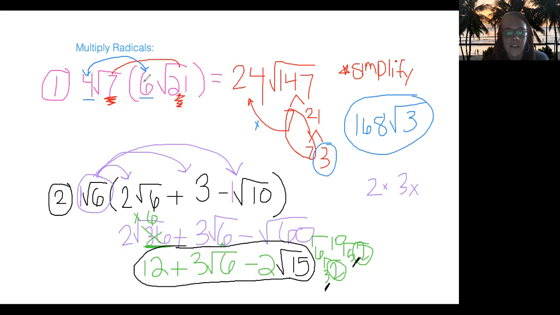So 4 times 6, and you get 24 over here. And then you multiply the radicals together, 7 times 21, which is in the red here, which gives you 147. So that's the only rule with multiplying. You only multiply the outside numbers times the inside numbers. Then the last step is to make sure that you simplify.